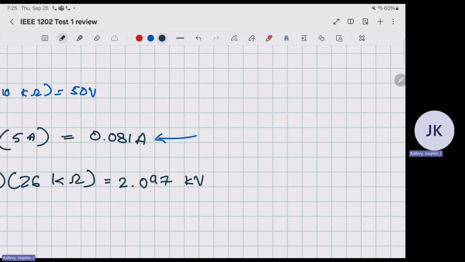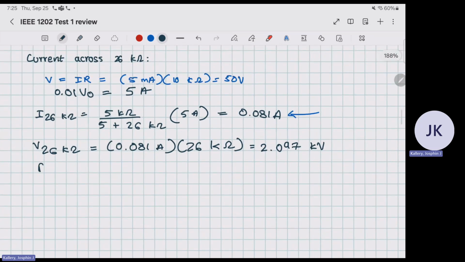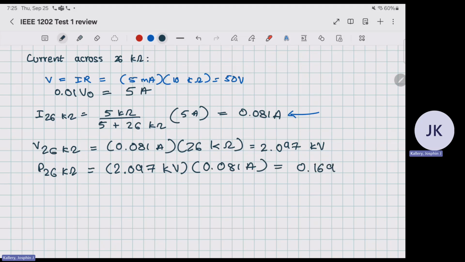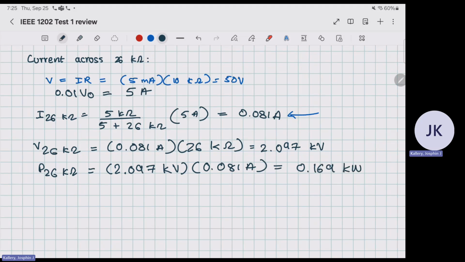Finally, we want to find the power. So we just plug in the voltage and the current we found. So 2.097 times 0.081 amps. That should give you 0.169 kilovolts.